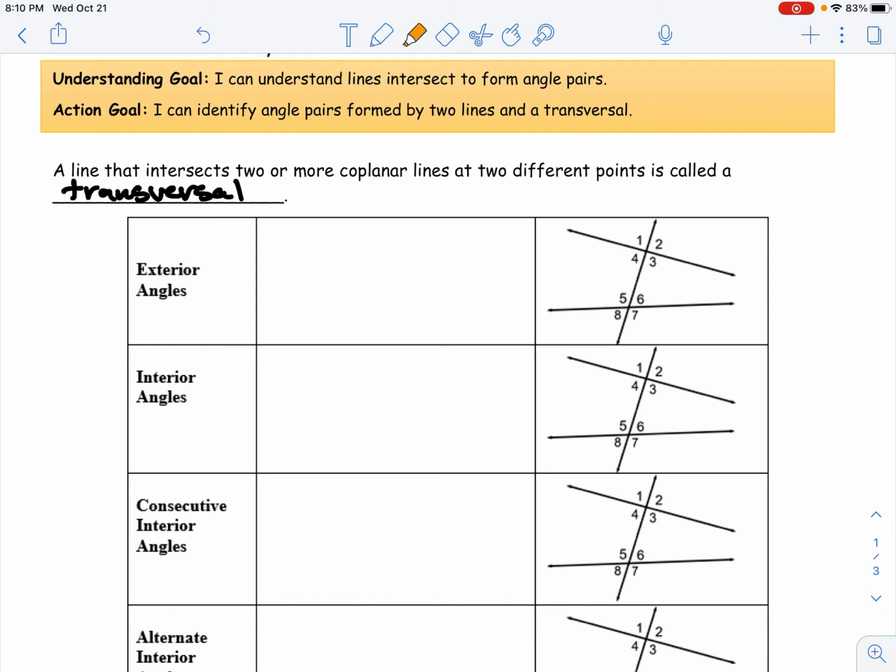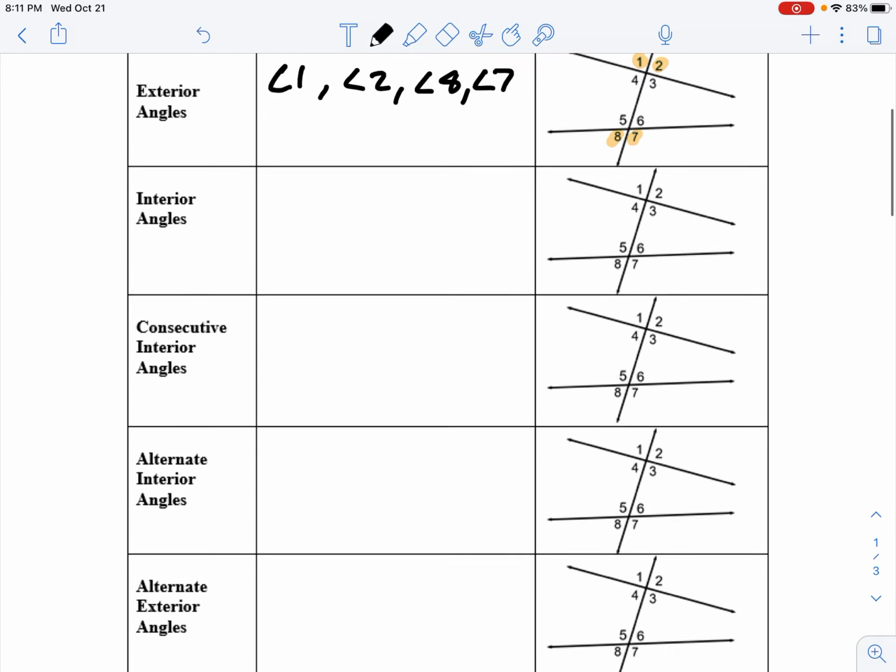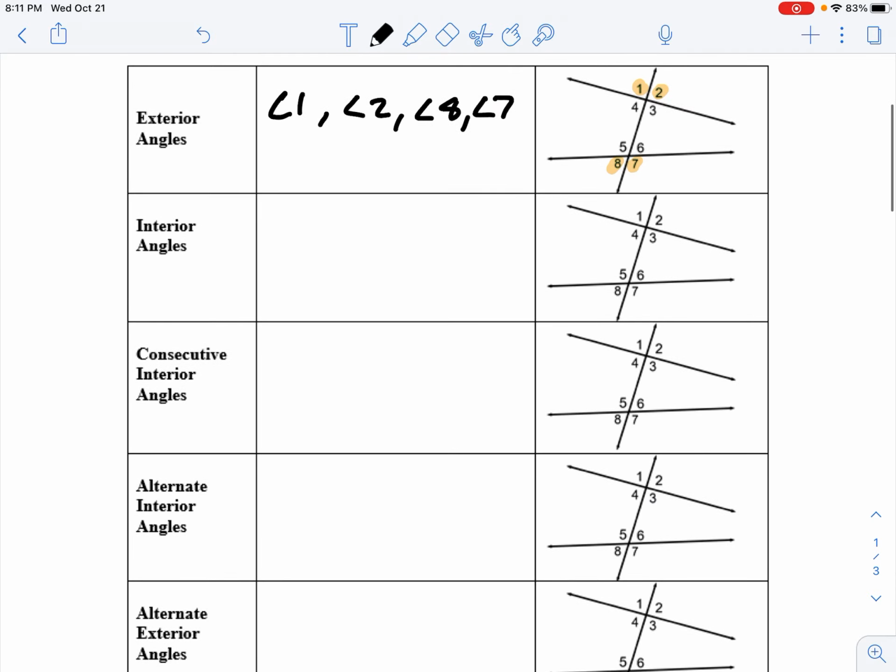So, for example, exterior angles, that's going to be the ones that are outside those two lines that the transversal is crossing. So, we'll say angle 1, angle 2, angle 8, and angle 7 would be those. The interior angles are then obviously all the other ones, so like 4, 3, 5, and 6. So, angle 4, angle 3, angle 5, and angle 6.